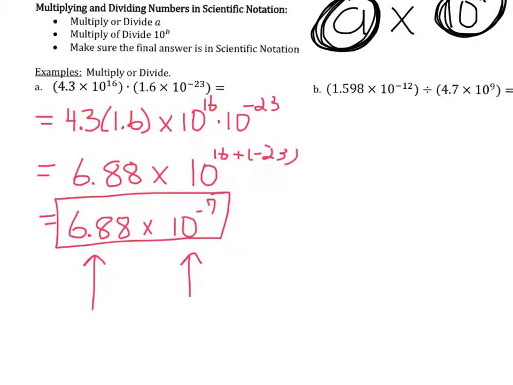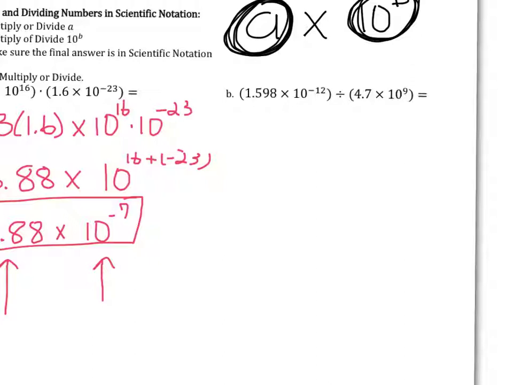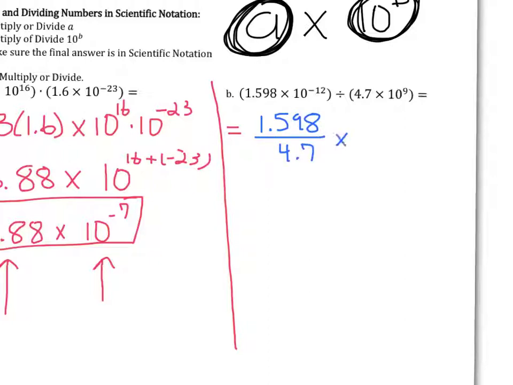Let's go to part B, which is a division type problem. I have 1.598 times 10 to the negative 12 divided by 4.7 times 10 to the 9th, right? When I do my numbers in scientific notation, I'm going to take the 1.598 and divide it by 4.7. And I'm going to have that multiplied by 10 to the negative 12 divided by 10 to the 9th. Okay? All right, definitely do that division, right?